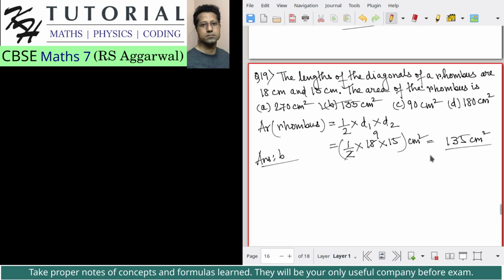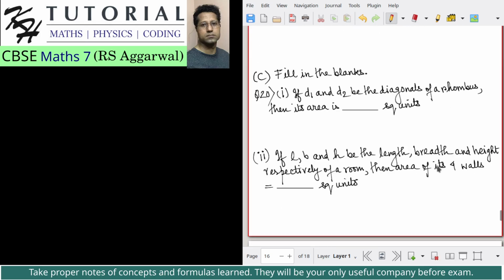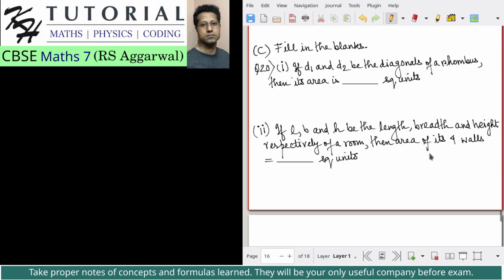I will appreciate that. Section C is fill in the blanks. Okay, so question number 20 part 1, if D1 and D2 be the diagonals of a rhombus, then its area is, obviously we know for a rhombus having the length of the diagonals to be D1 and D2, the area is half multiplied by D1 multiplied by D2.